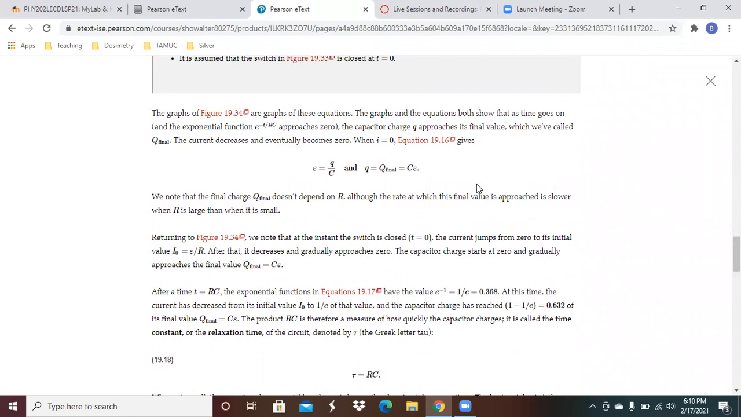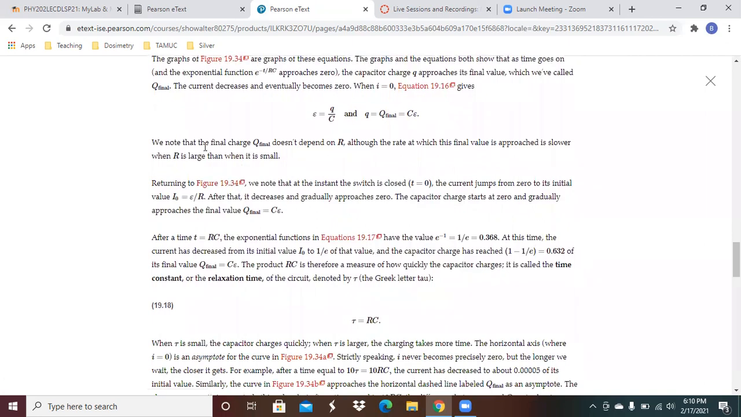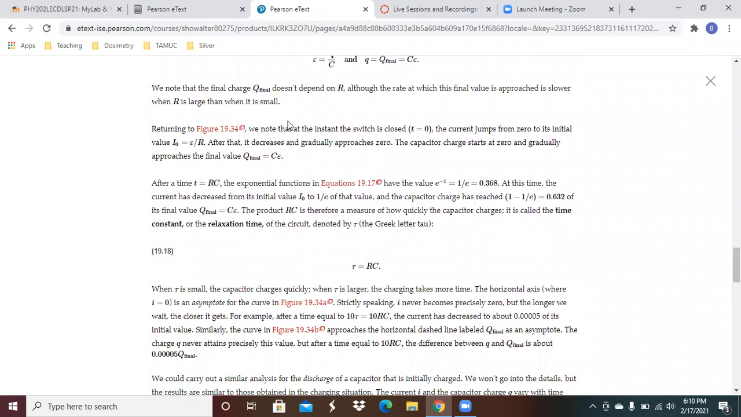The graphs and the equations both show that as time goes on and the exponential function approaches 0, the capacitor charge Q approaches its final value, and we're going to call it that. The current decreases and eventually becomes 0. When it's 0, we find out that the EMF is going to be equal to Q over C, and that Q is going to be equal to C times E if you rearrange this. We're going to note that the final charge doesn't depend on the resistance, although the rate at which the final value is approached is slower when R is large than when it's small.